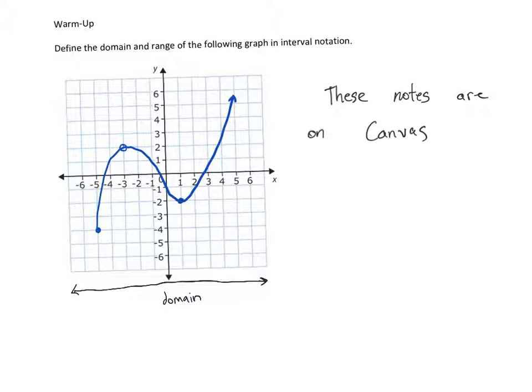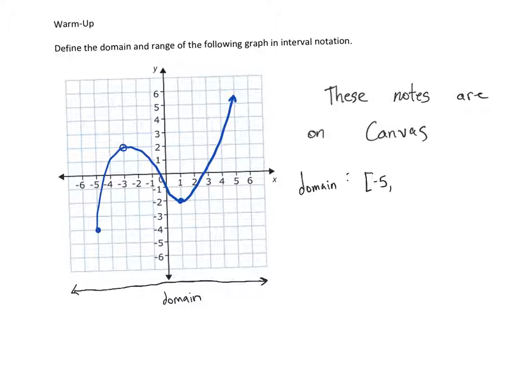So where does it start? Could you tell me? -5. You don't see an arrow insinuating that it keeps on going, right? -5 domain. So from left to right, reading left to right, we start at -5, we go, go, go, go, go.